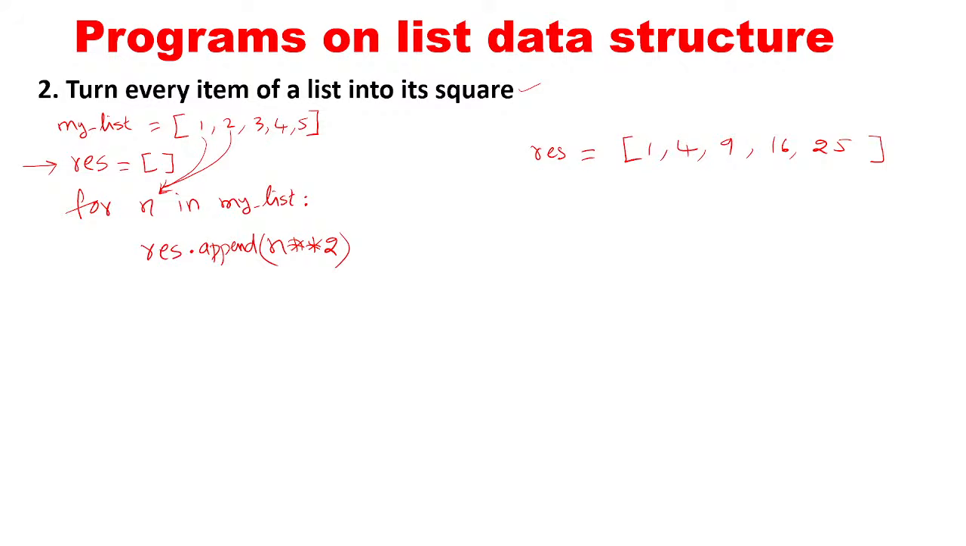Automatically the loop terminates. Now if you print the result list, then that result list prints this one. You will get the square of each number of my list.